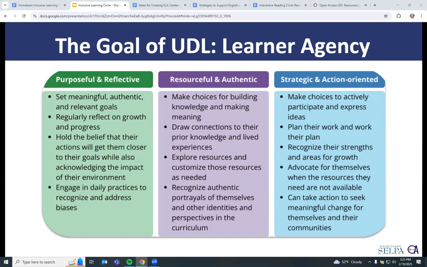By focusing on learner agency instead, UDL takes a more inclusive approach, recognizing that success looks different for everyone. This shift isn't about molding students into a predetermined idea of the expert, but instead about giving them the tools, flexibility, and support to take charge of their own learning in ways that work for them.